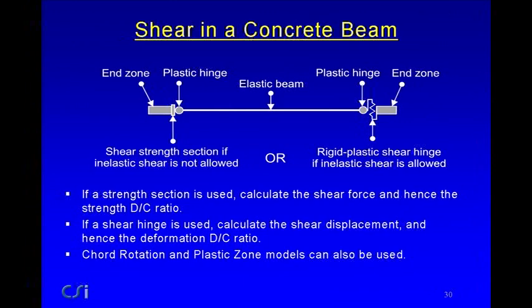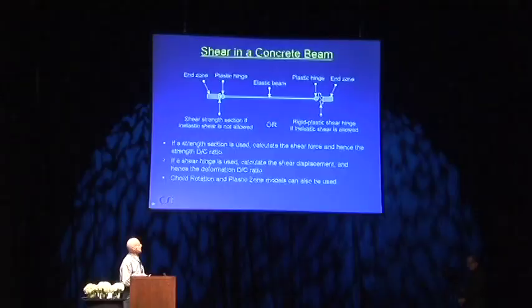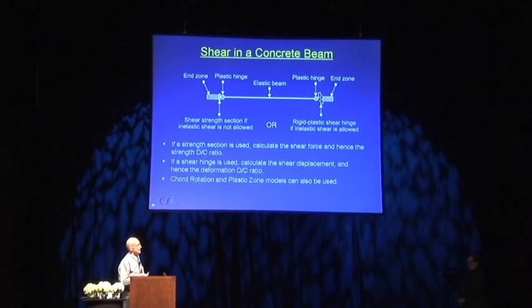If you did not want any inelastic behavior in shear, that would be the alternative. You could put a shear strength section here and calculate the shear strength demand capacity ratio. If it's larger than 1, it indicates in fact a shear hinge would form. That's not what you want. You have to redesign your beam.